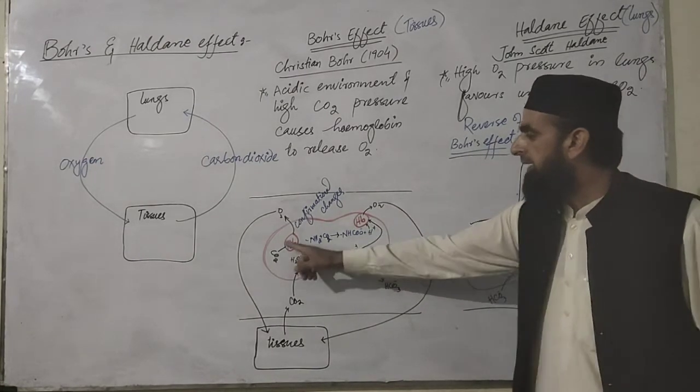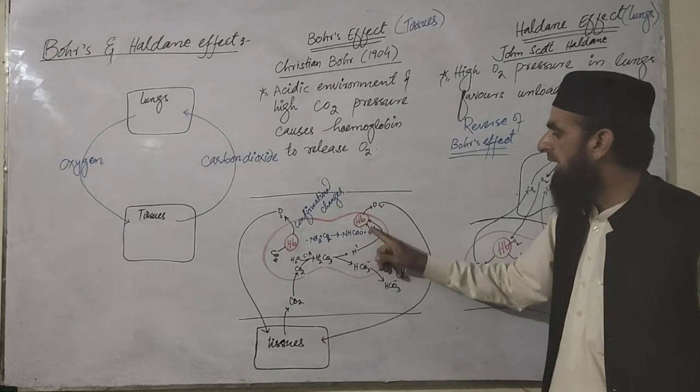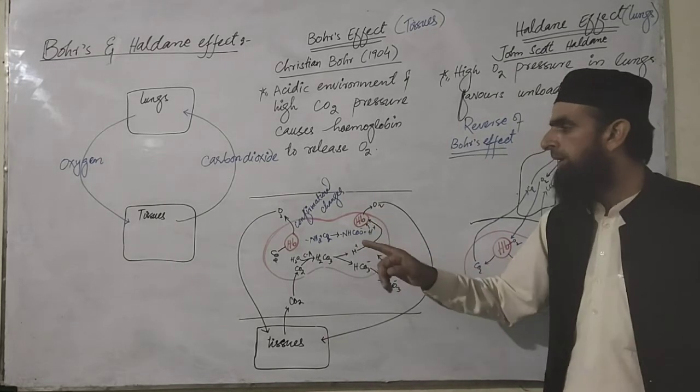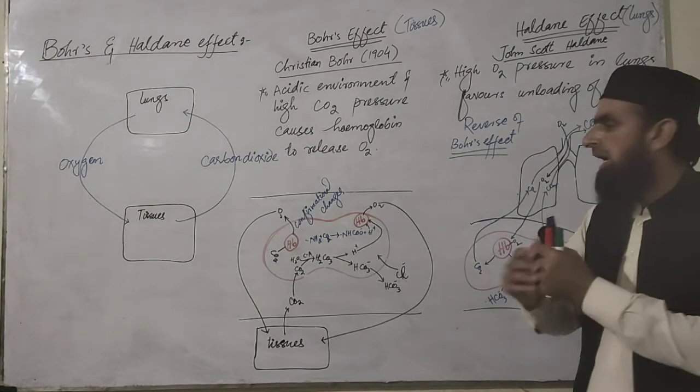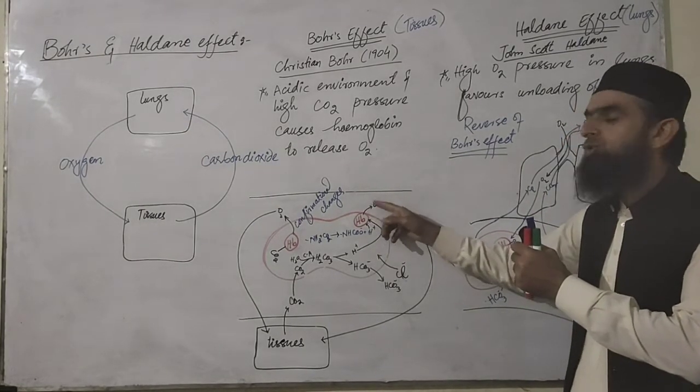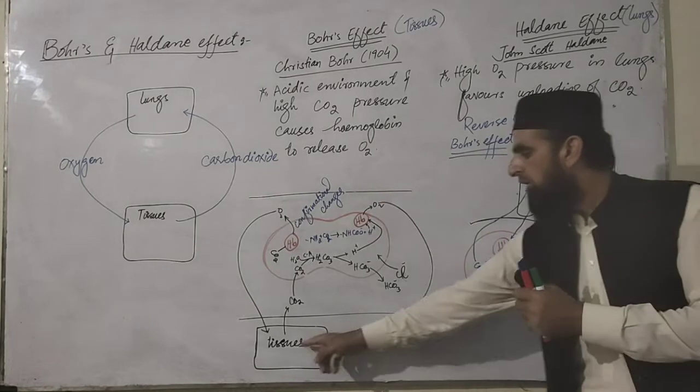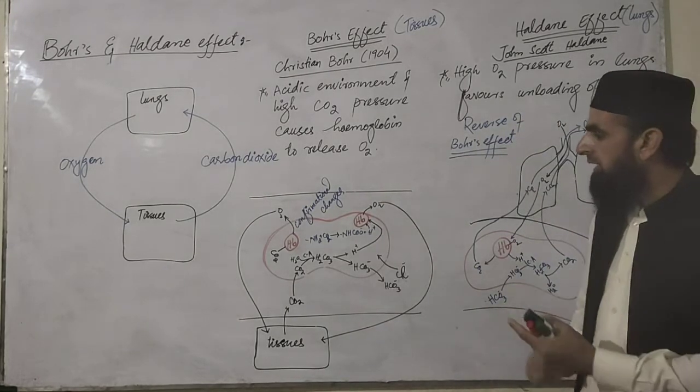Whenever, like carbon dioxide, this hydrogen ion or proton is attached to the hemoglobin, again it causes a conformational change in the hemoglobin, which causes the hemoglobin to unload or release the oxygen, and that oxygen comes to the tissues. The third way, these are the two ways.